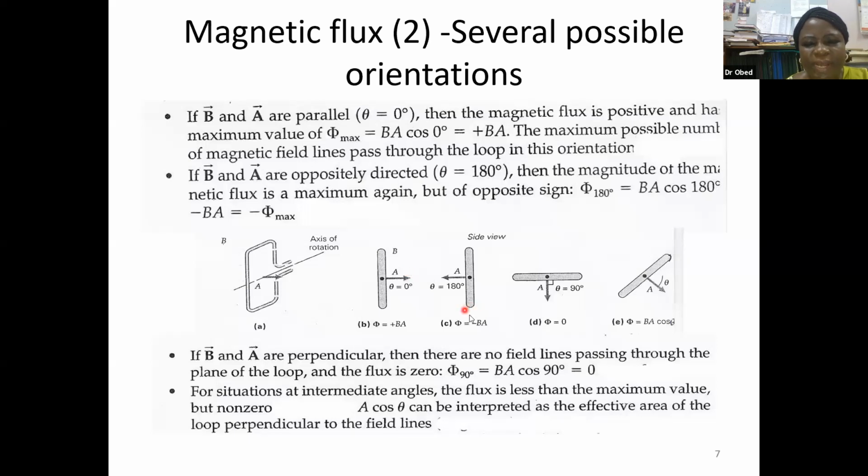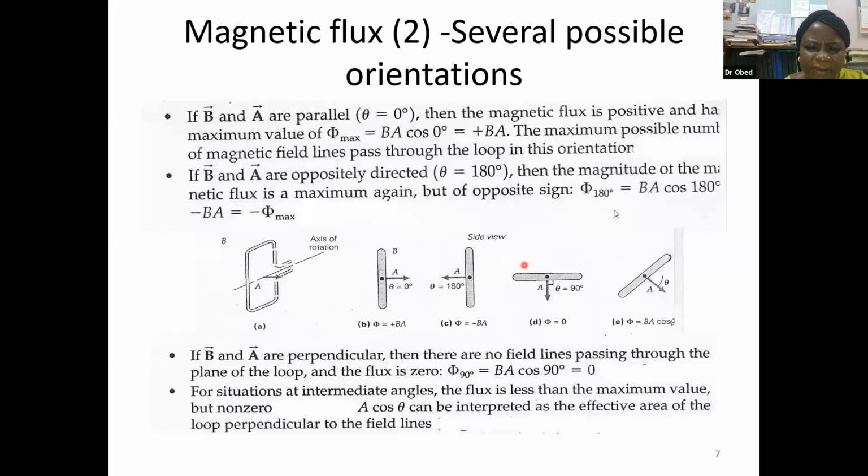So the second possible orientation is this. If the direction of the magnetic field and the area vector are oppositely directed, you can see it's now in the opposite direction. Theta is equal to 180 degrees. Then the magnitude of the magnetic flux is a maximum again, but of opposite sign. Why is it of opposite sign? Because cos 180 degrees is -1. So we have minus BA. We have the maximum flux, but of the opposite direction.